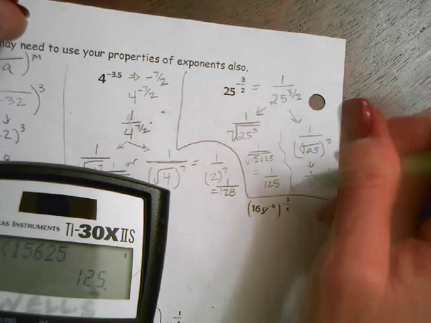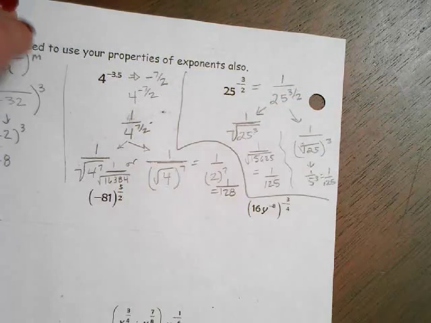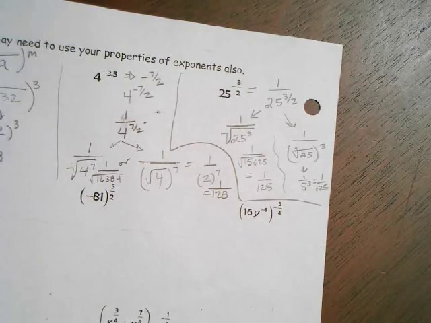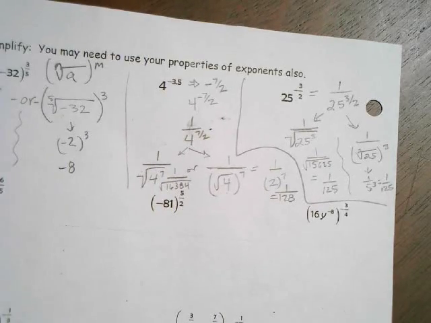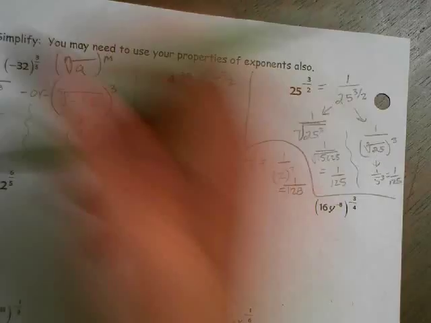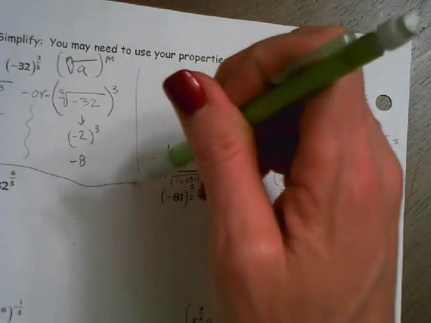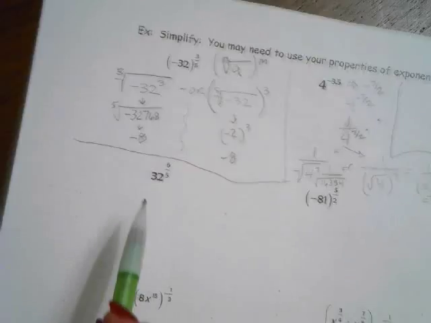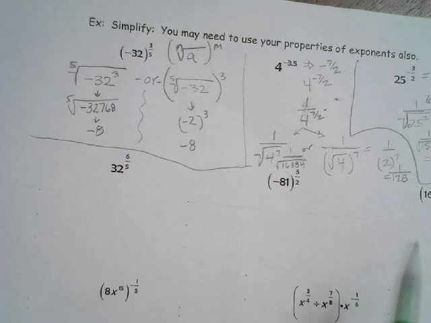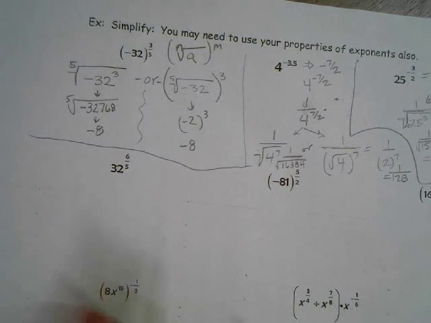So I'm going to get the same answer regardless. Just realize either way works. Okay? Alright. So what I'd like you guys to try and do is to try and do this one here on your own, the 32 to the 6 over 5. Try this one on your own. Go ahead and stop or pause and then work it, and then when you're finished, go ahead and start again.